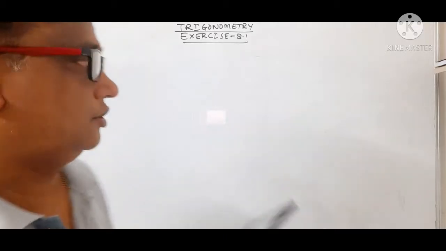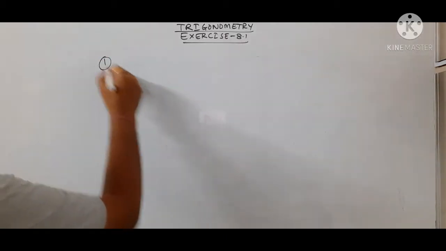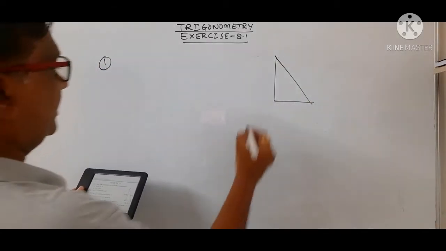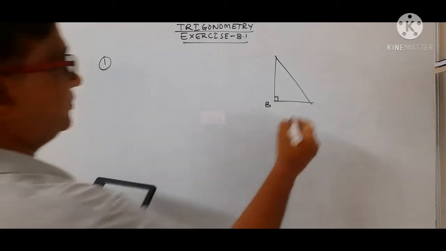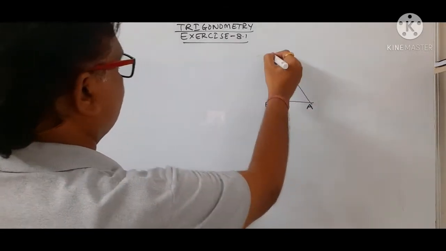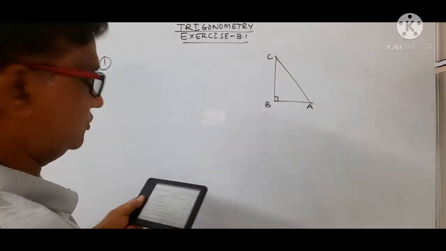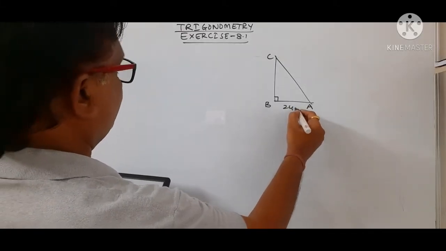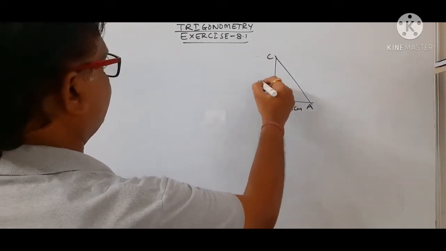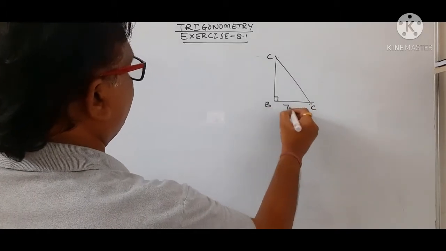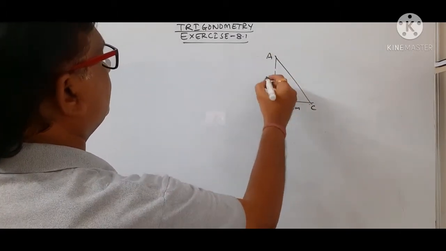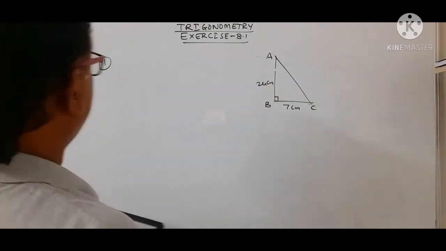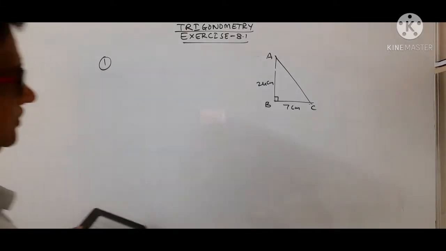So according to the question, we are going to draw the figure. One right angle triangle is there. Draw the right angle triangle with the right angle at B, and A is here, C is here. That is our wish. AB is 24 centimeters and BC is 7 centimeters. If you take BC here, you can write 7 centimeters, and AB is here, 24 centimeters. So this is the right angle triangle. Find sin A, cos A, sin C, cos C.